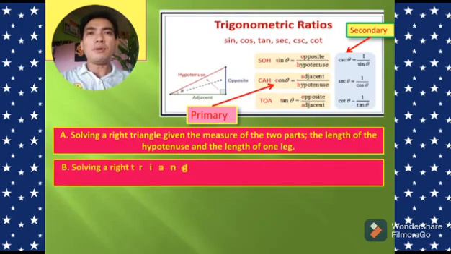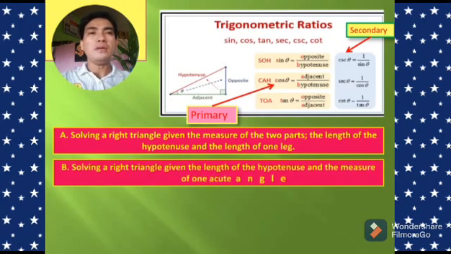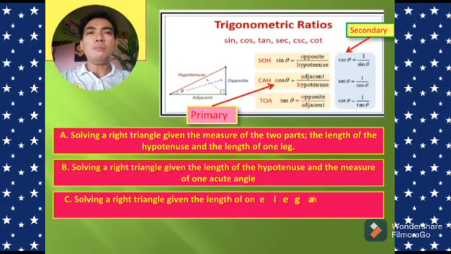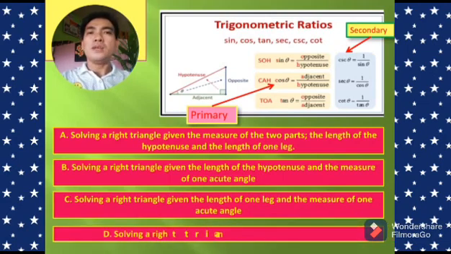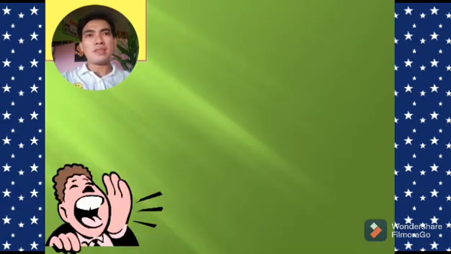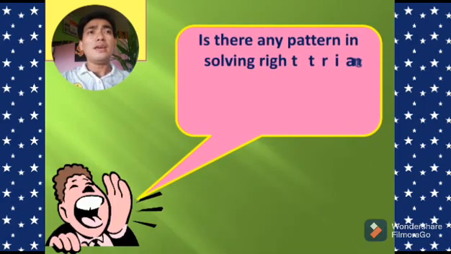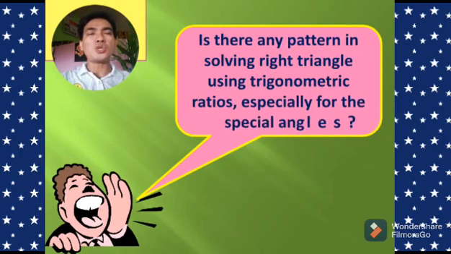And we were also able to solve a right triangle given the length of the hypotenuse and the measure of one acute angle. And we were able to solve a right triangle given the length of one leg and the measure of one acute angle. And lastly, we have solving a right triangle given the lengths of two legs. You got a question: is there any pattern in solving right triangles using trigonometric ratios, especially for the special angles?